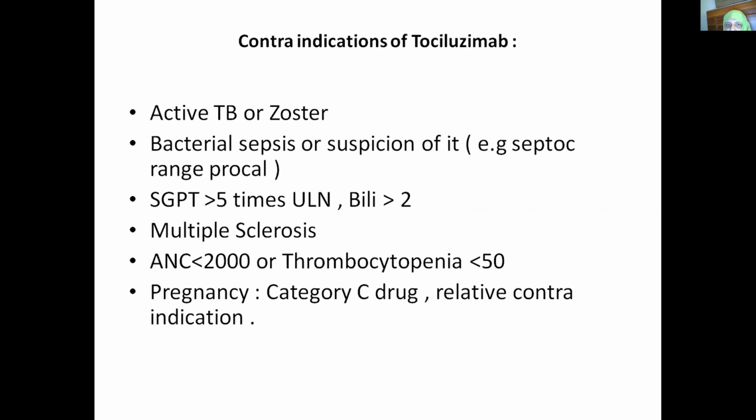The contraindications to the use of tocilizumab are active TB or zoster, bacterial sepsis, or the suspicion of sepsis, and when your liver functions are deranged, or they have multiple sclerosis, or when the ANC is less than 2000, or there's severe thrombocytopenia. In pregnancy as well, it's a category C drug, so it's a relative contraindication. You have to weigh the risk against the benefit.